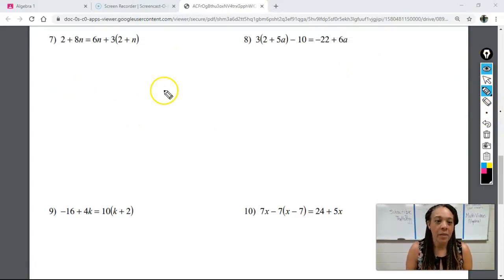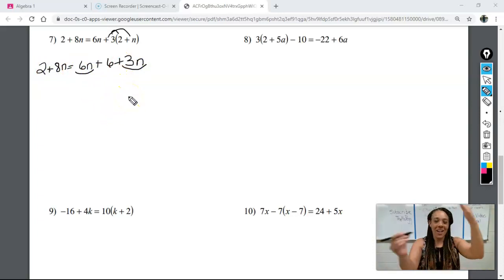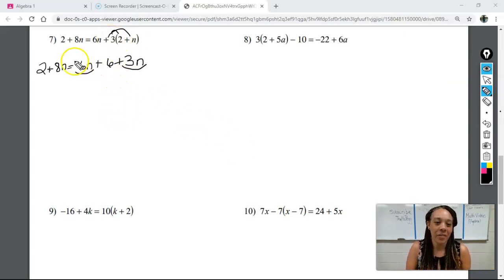All right, number 7. I'm going to start at distributive property this time. Oh, look at this. I have to combine two things on one side of the equation before I even start combining across the equal sign. So 6n, these are both positive, lucky for us. 6n and 3n is 9n plus 6. Over here I have 2 plus 8n.